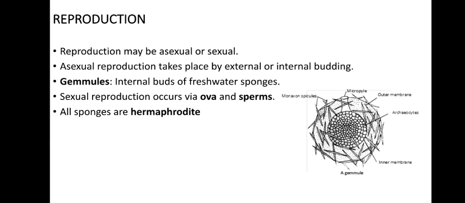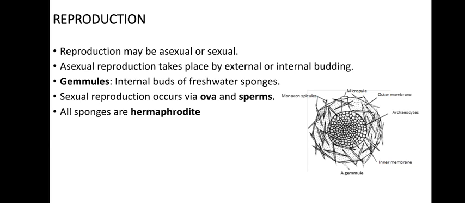What we find is some kind of very simple skeletal structure of spicules, formed of calcium carbonate, silica or spongin fibers. Then you won't find any specialized nerve cell or sensory cell as such. So the only thing is the skeletal structure that is present.